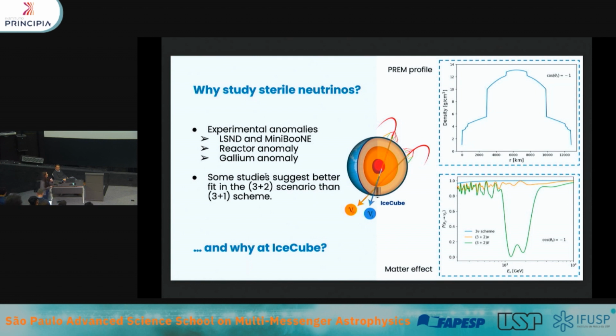as Irene mentioned this morning, we can take advantage of the neutrinos detected passing through the Earth because we have this profile of the density inside the Earth, and this leaves a signature in the 3+2 scenario in the antineutrino channel, different to the standard scenario.